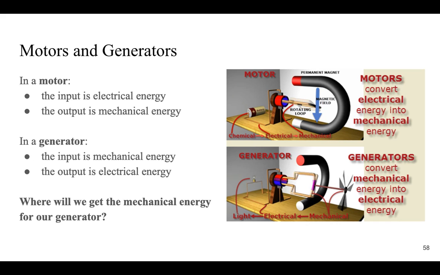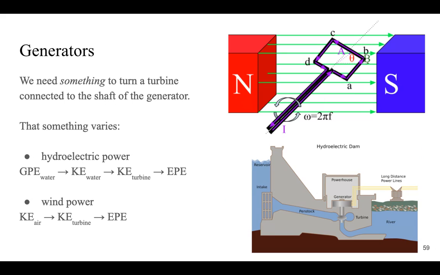So where are we going to get the mechanical energy for our generator? We need something, could be lots of things, to turn a turbine connected to the shaft of the generator. This isn't absolutely the only way to make energy, but this is the classic way. This is the way it's usually done to make electrical energy, I should say. The turbine is connected to the shaft in our generator, and that's going to turn this metal loop with N turns in a magnetic field, and this is going to induce an EMF. That's what a generator does.